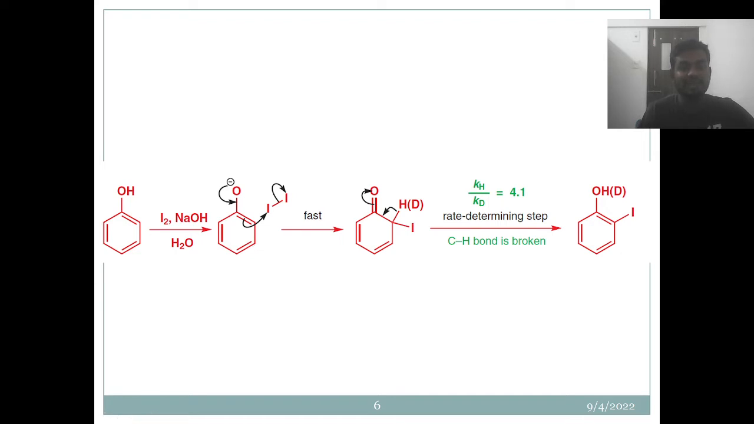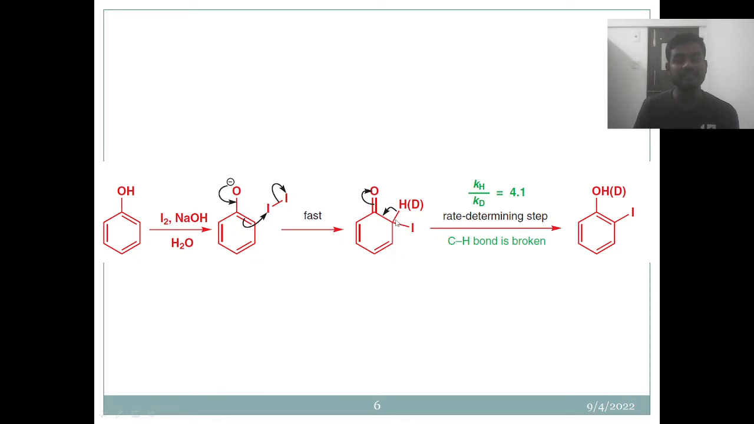nitration, where we see that the benzene was not that electron rich, so that step was not very fast. What happens here is the O minus increases the electron density in the benzene ring. It is so electron dense that this first step is no more the rate determining step. So here this occurs very fast. Faster compared to what? Compared to the second step, where there is a cleavage of the CH and CD bond.